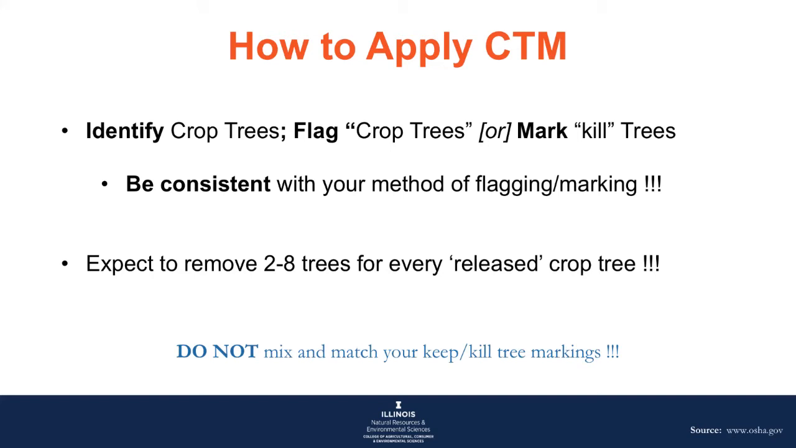It's also important to note that you should fully expect to remove 2 to 8 trees for every released crop tree. So if you have 30 crop trees per acre, you could potentially wind up killing or removing over 200 trees per acre to properly release your crop trees. That's an important point to consider.